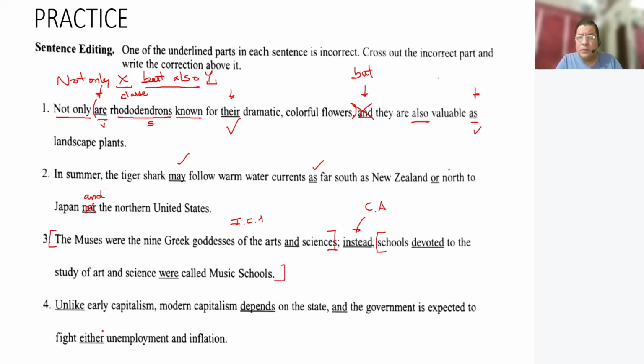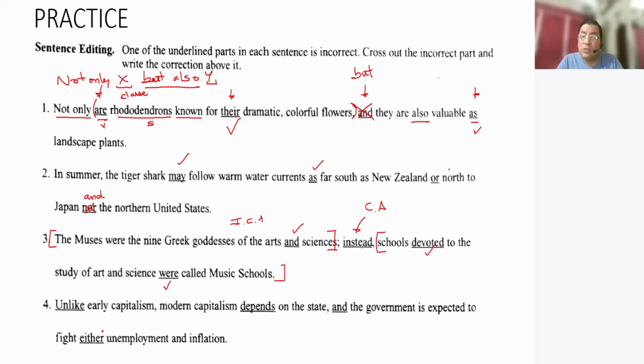The schools devoted to the study of art and science were called music schools sounds fine. It's reasonable as an independent clause. A proper agreement between the subject and verb, then we also have the correct number for this conjugated verb were, since it was schools were called, right? So this looks fine, this looks fine. Also looks fine the first underlying word, which is of the arts and sciences. Yeah, it looks correct. So what about instead?